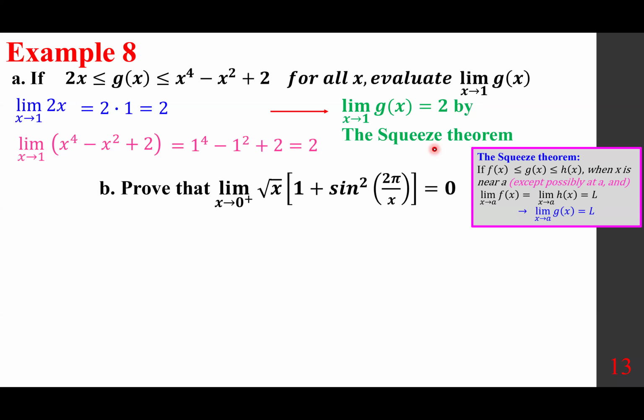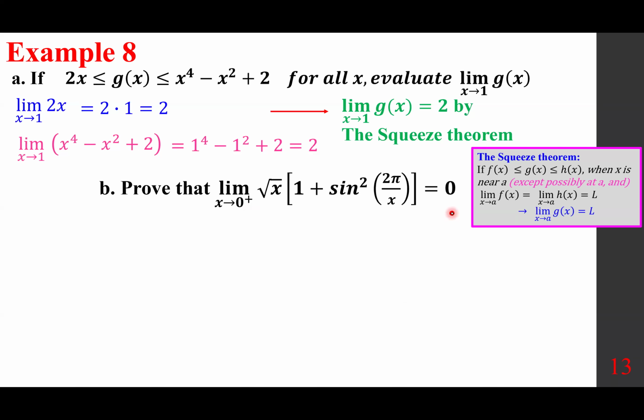When proving certain limits becomes difficult, think of the squeeze theorem. We are saying the limit as x approaches 0 from the right of square root of x, brackets 1 plus sine squared 2 power x, equals 0. There is a trick involved.